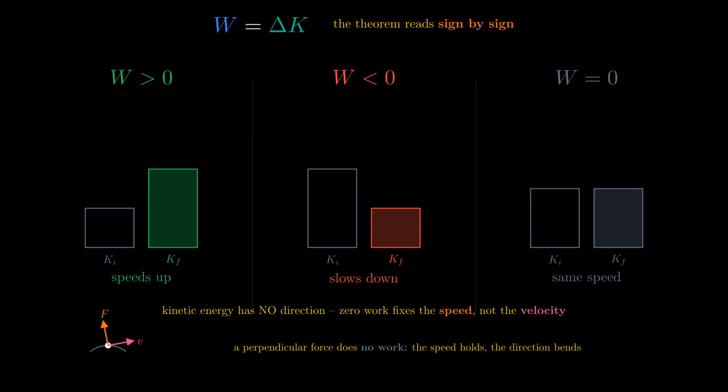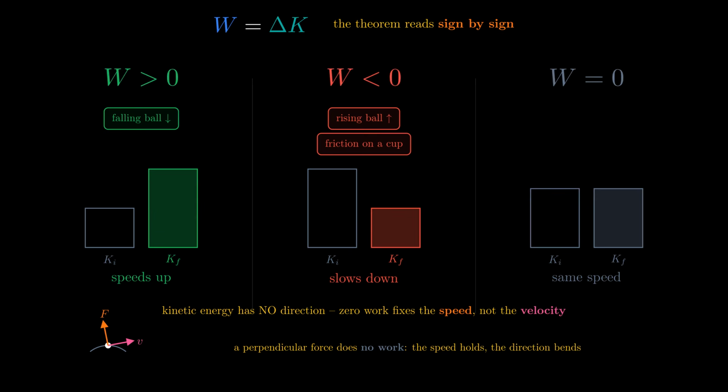Gravity on a falling ball does positive work. Faster. Gravity on a rising ball does negative work. Slower. Friction on a sliding cup does negative work. Slower. Every force in the problem casts its vote through one signed number. Put the theorem to work.